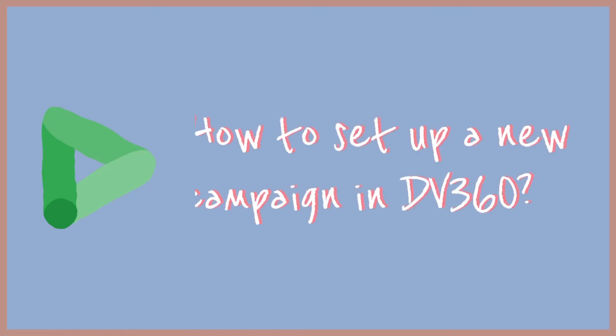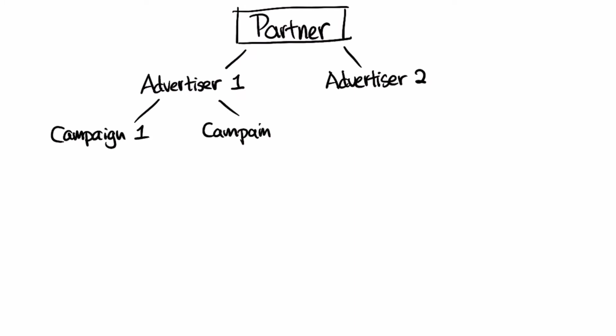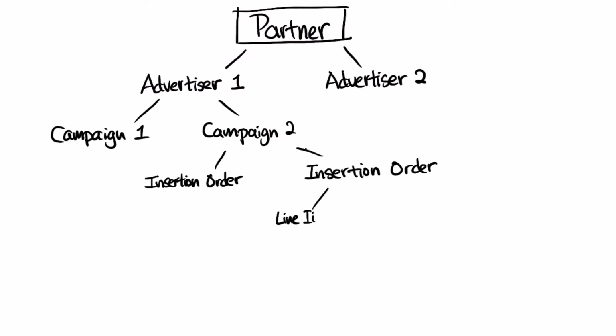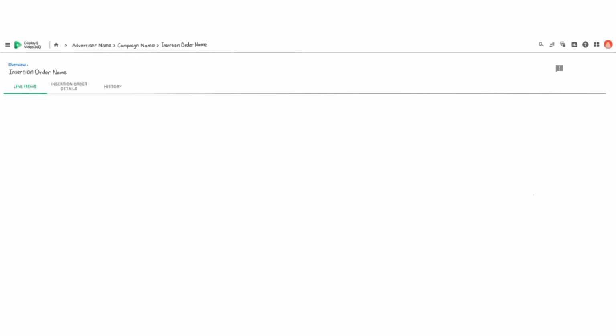In today's video, I want to show you how to set up the line items in DV360. In the last video, we went over how to set up a campaign up until the insertion order level. Line item is one level beneath the insertion order, and all the inputs in the line item level do affect your campaign delivery. I usually split my targeting at the line item level, but you can always do whatever makes the most sense for your campaign.